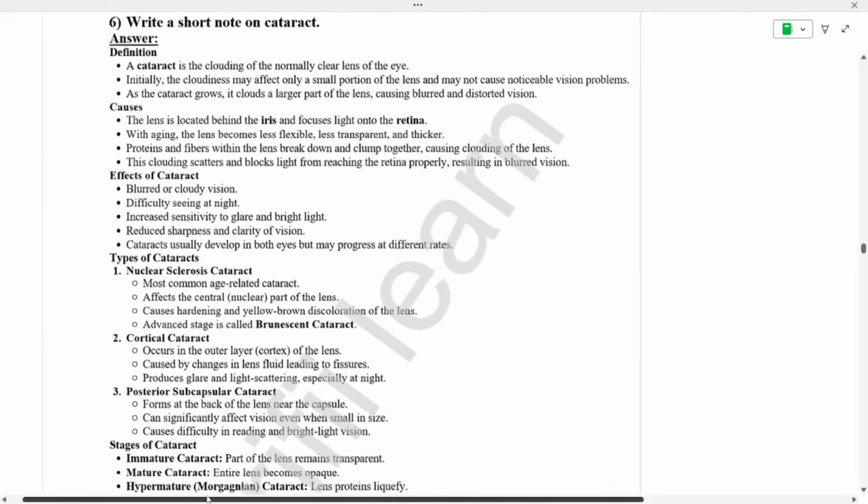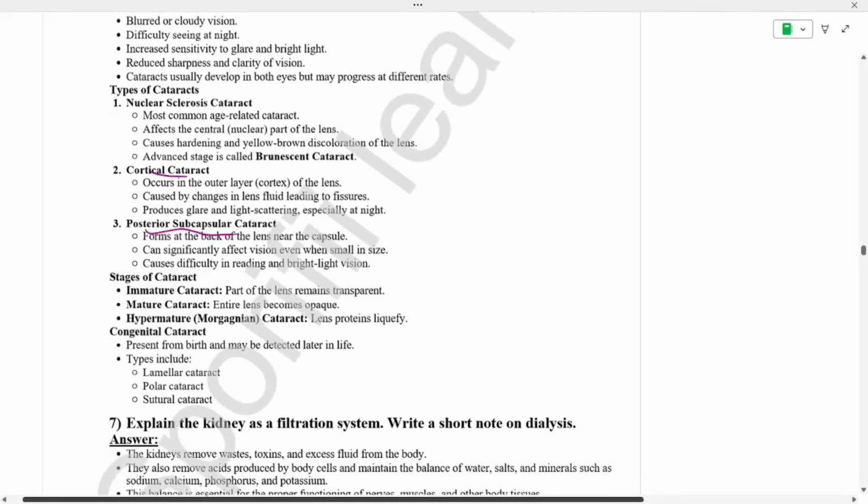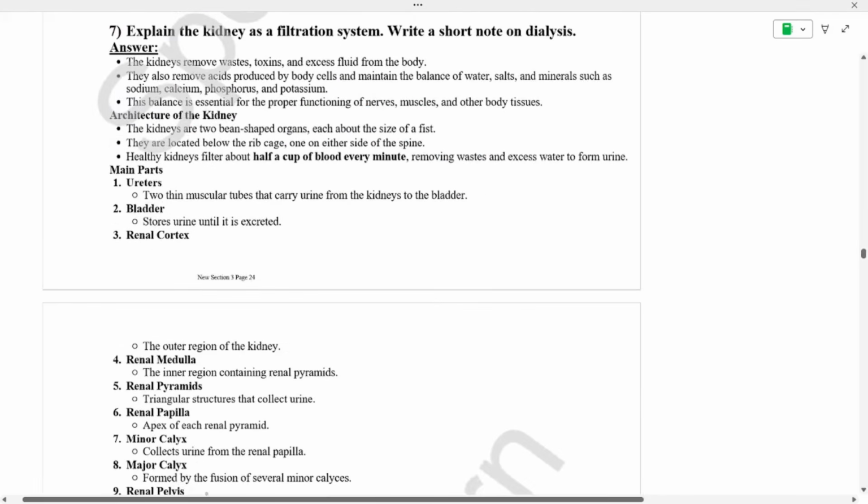Next, write a short note on cataract. Okay, cataract is nothing but a clouding of the normally clear eye lens. It may be due to age factor and all. I hope you know this generally. First is nuclear sclerosis cataract, next is cortical, and next is posterior subcapsular, and you can have stages also: immature, mature and hypermature. Okay, the lens proteins liquefy, the entire lens becomes opaque, and in part the lens remains transparent.